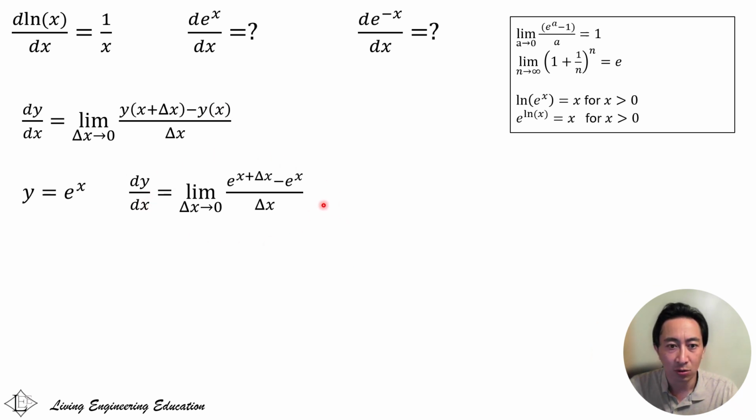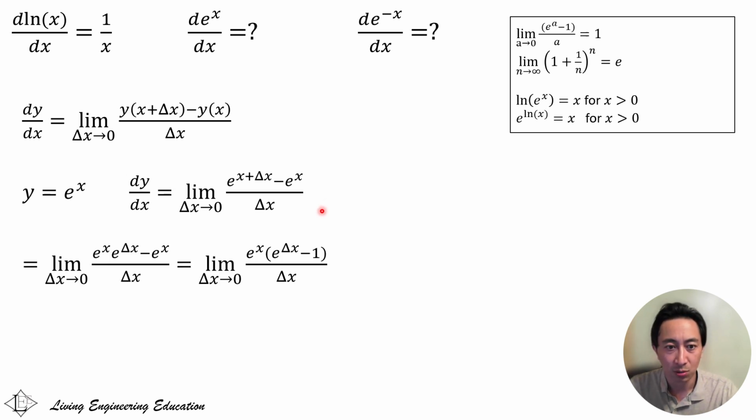And then we can apply some exponential rules. So e to the x plus delta x is the same as e to the x multiplied by e to the delta x. Then I can factor out a common e to the x in both of these two terms, right? Both of these two terms. So e to the x times e to the delta x minus 1. That's what we have here, right?